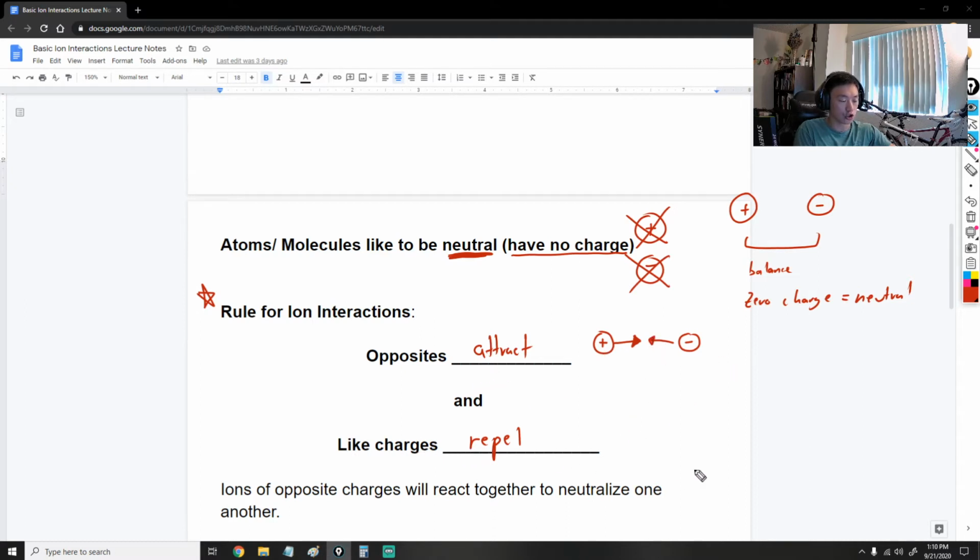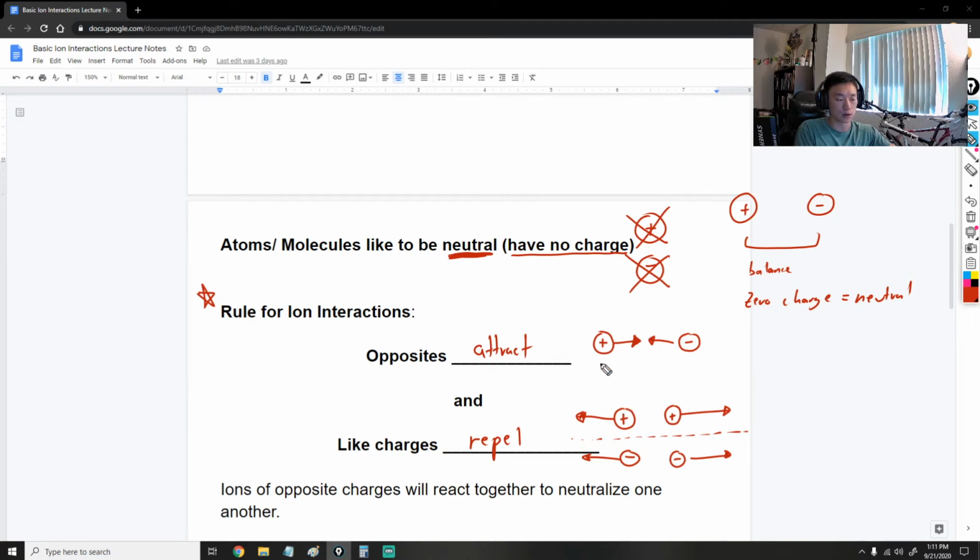And like charges repel. So the same charges, positive and positive, what are they going to do? They're going to push each other away from each other. And the same thing with negatives. The negatives will also push each other away. Okay, so if there's a positive next to a positive, it's going to push each other away. And if there's a negative next to a negative, they'll push each other away as well, while opposite charges will attract. Okay, and they do this in order to balance each other out, right?